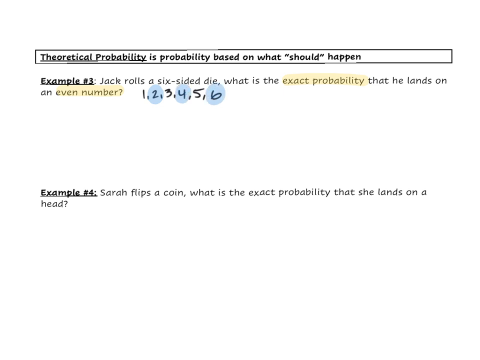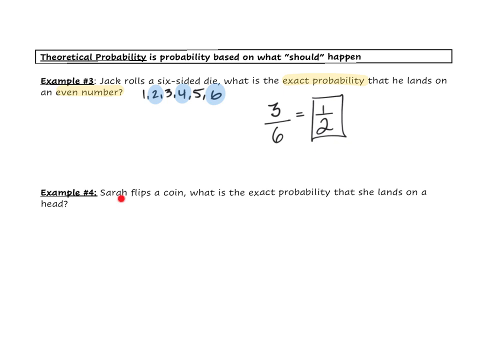So the probability that he lands on an even number theoretically should be 3 out of 6, because there's 3 even numbers out of the six sides that there are. And if I reduce that, that's the same thing as saying 1/2. Theoretically, that's what should happen, but that might not always be the case.